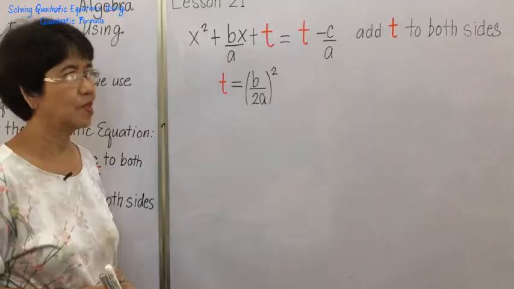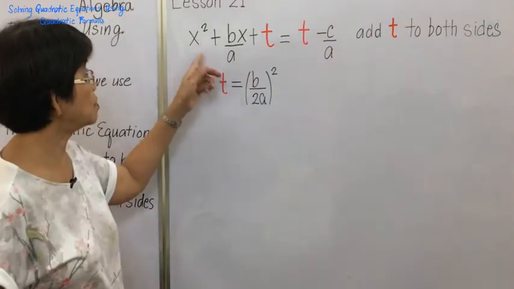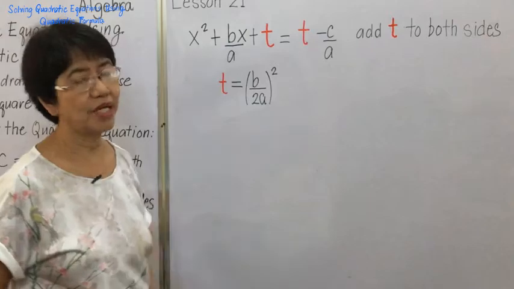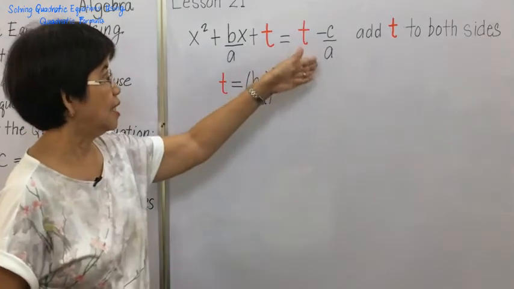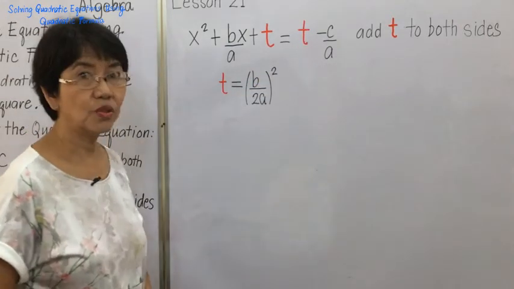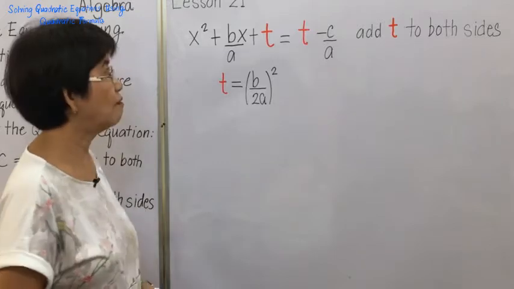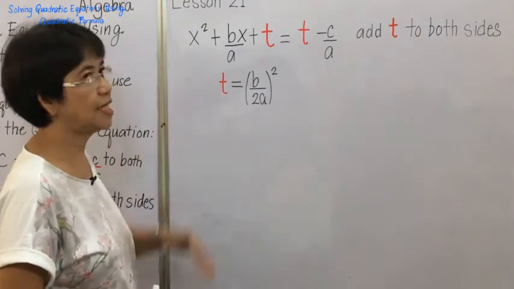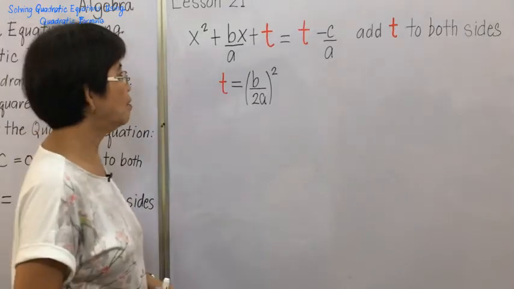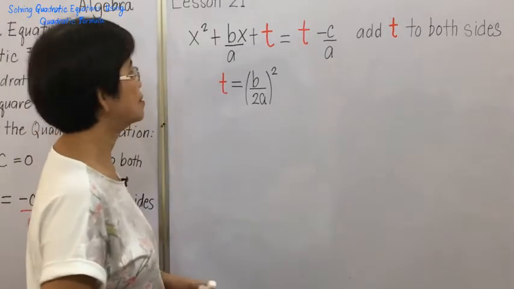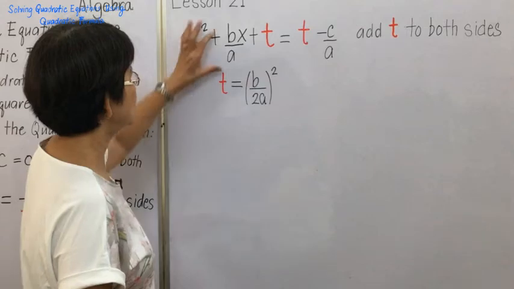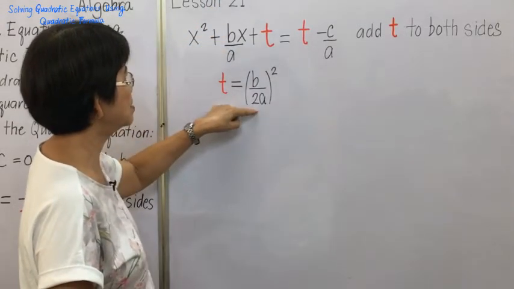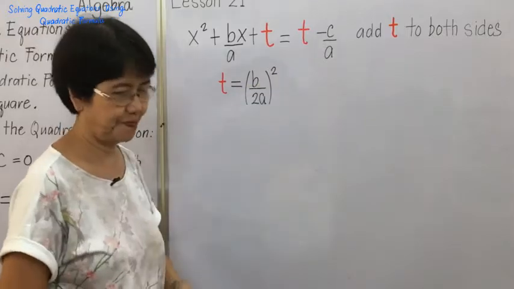And then, we add a third term to this side of the equation, and the third term should be added to the other side of the equation so as to complete the square of the left side of the equation. And the third term t is equal to b over 2a quantity squared. So it comes from getting the middle term, then dividing it by 2, and then squaring it.